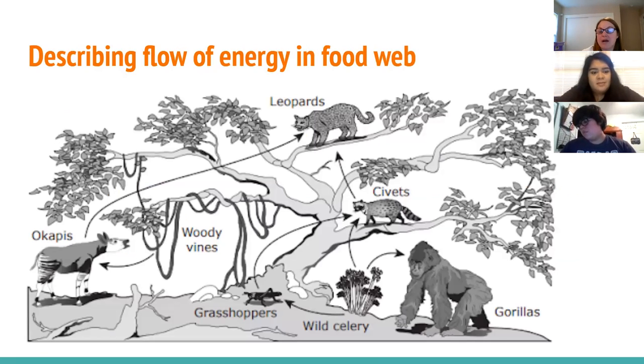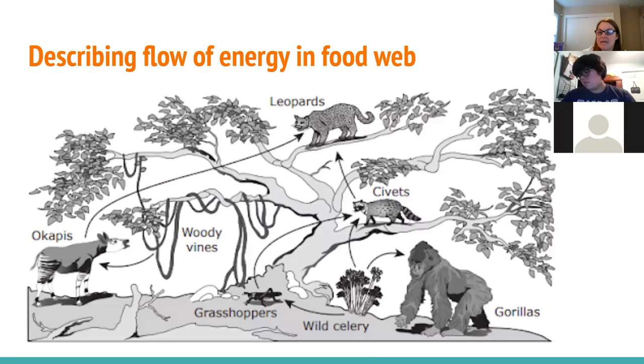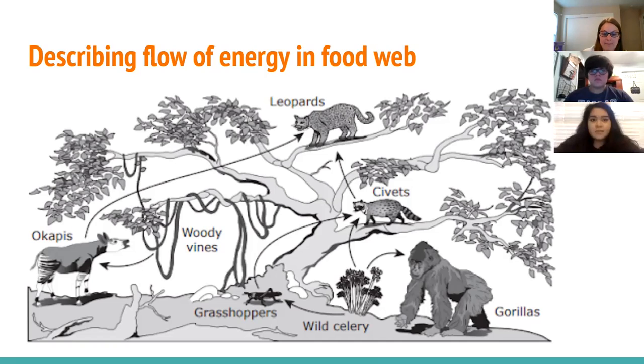And then I'm going to show you guys a food web, and then I want you to show me or tell me how the energy is flowing through that food web. Okay. So in this food web, our producers are wild celery and woody vines, and the wild celery is being consumed by the grasshoppers and the gorillas and the civettes. And so that energy is passing from the celery to the grasshoppers, and then from the grasshoppers to the civettes.